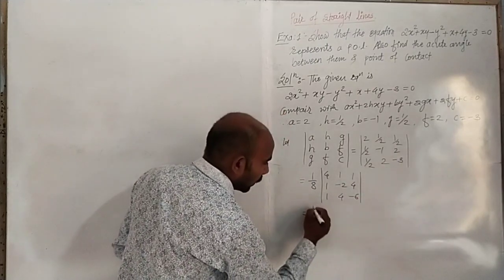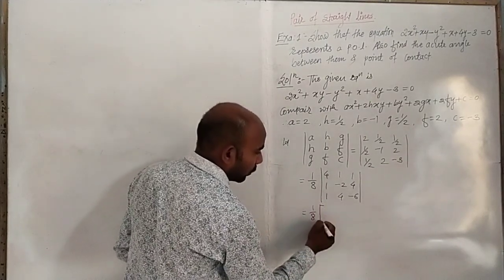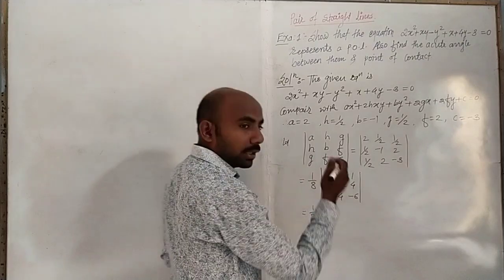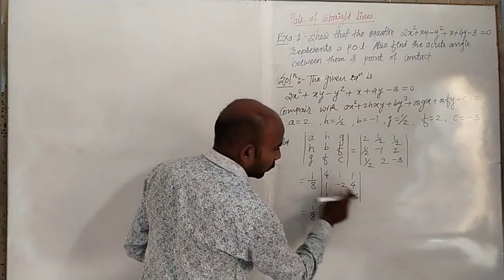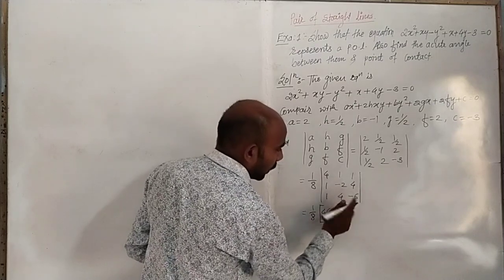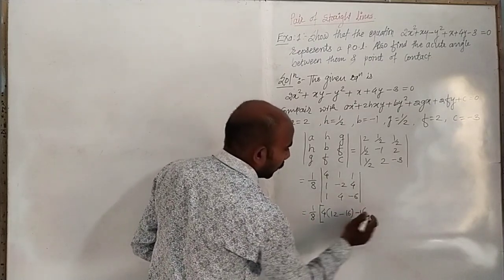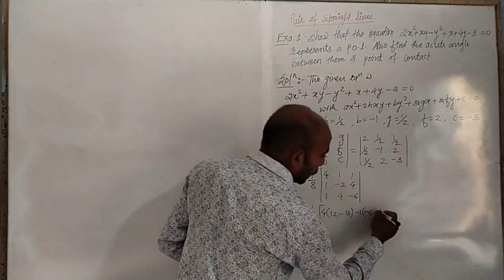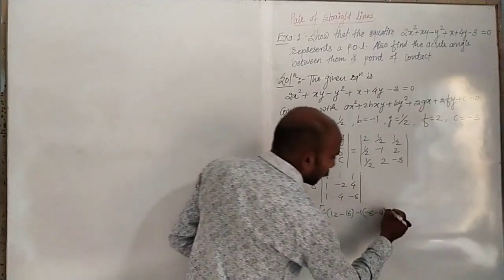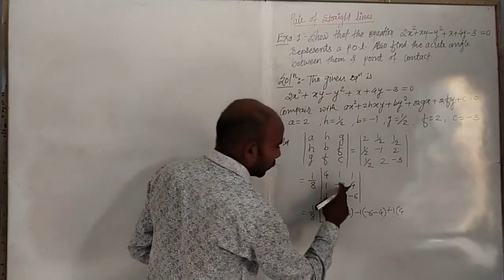So doing this, we can take 1 by 8 outside. Now we do the determinant. So 4 into minus 2 into minus 6, that is 12, minus 4 fours are 16, minus 1 into minus 6, then 4 ones are 4, minus 4, and then plus 1 into 4, then minus into minus is plus 2.